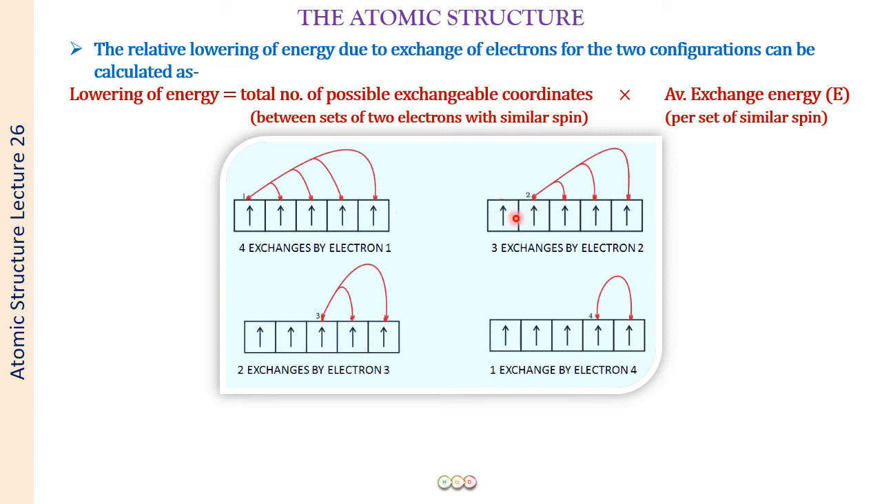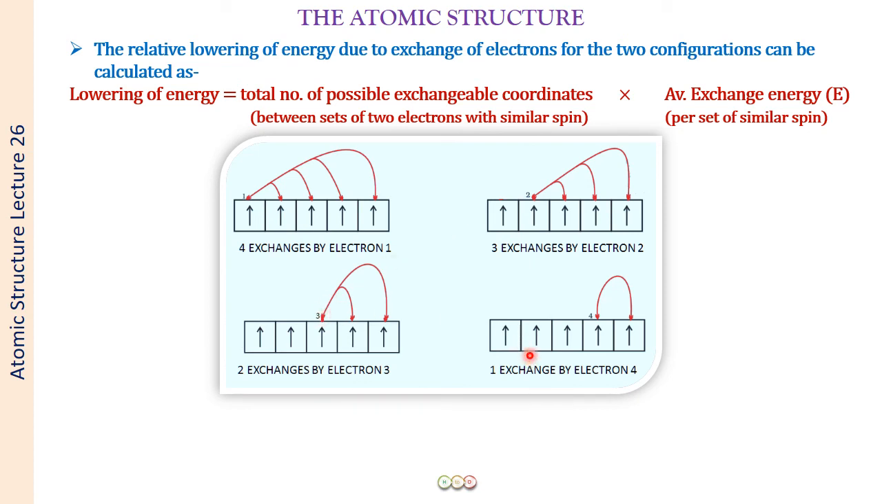Similarly, the second electron can go into 3 more places apart from the one we've already included in the first exchange. So 3 more exchanges are possible for it, going to the third, the fourth, and the fifth. And for the third electron, 2 further exchanges are possible, and for the last, fourth electron, 1 exchange is possible. So the total number of possible exchanges is going to be 4 into 3 into 2 into 1.